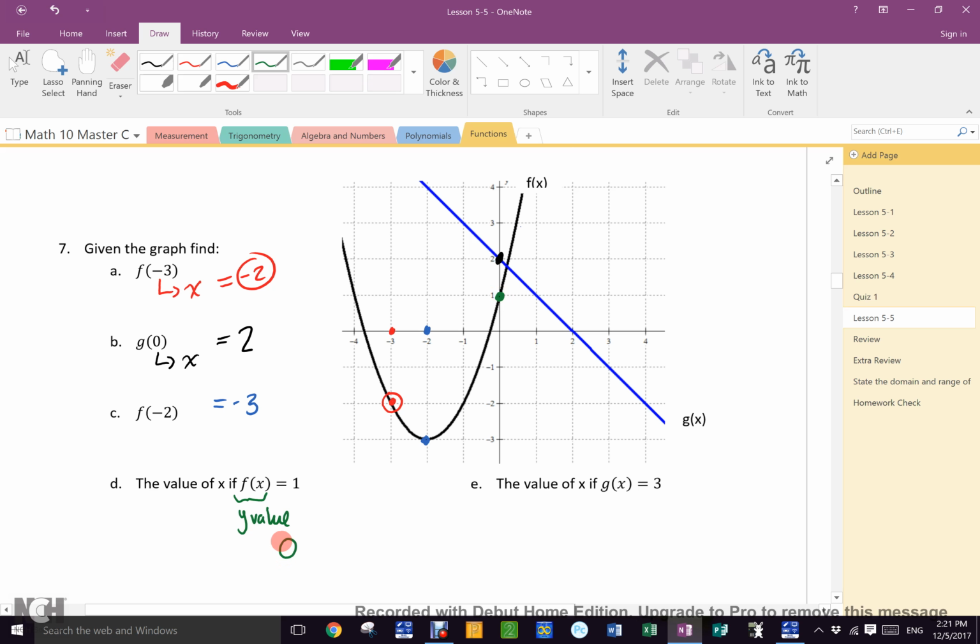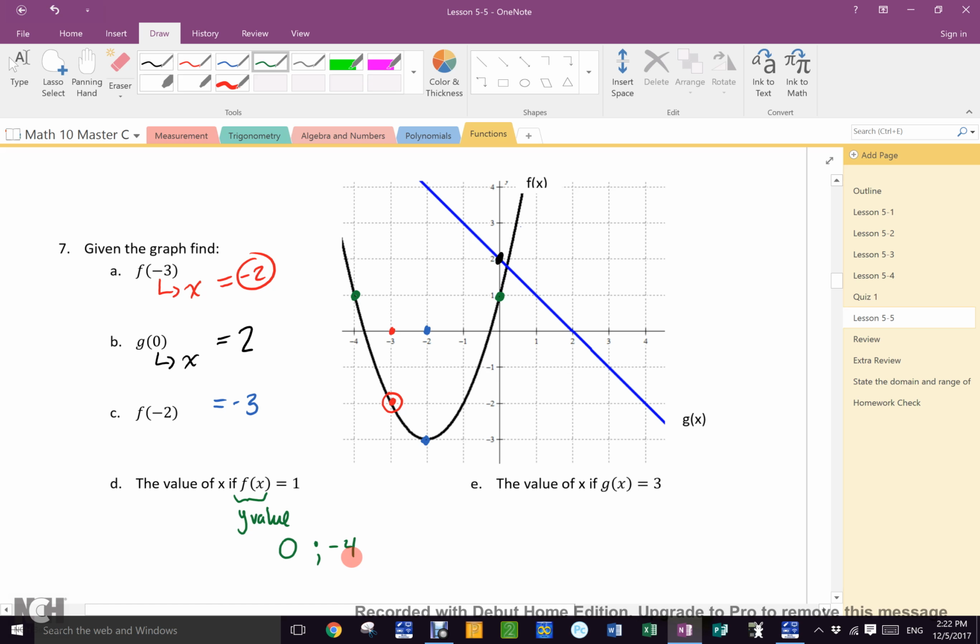There is one more answer to this. What is it? Is there anywhere else on the black curve where the y value is 1? Yes. Where? Right there. So what's my other value there? -4. Nice.